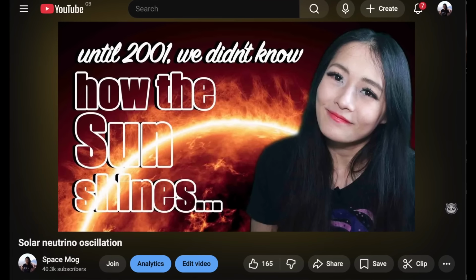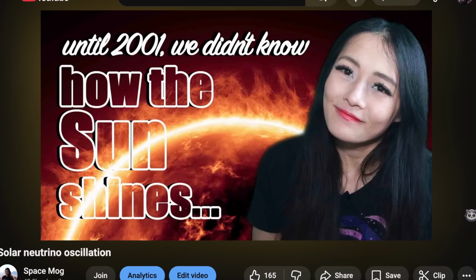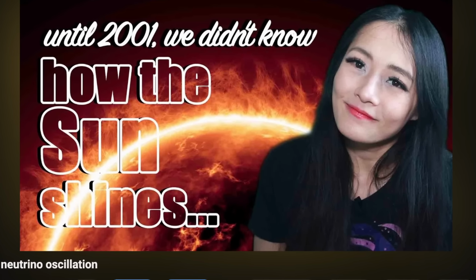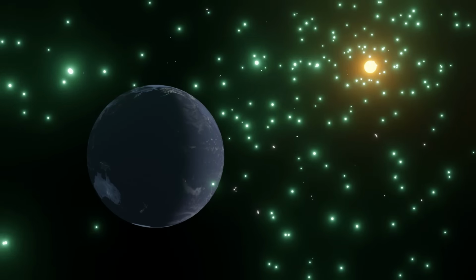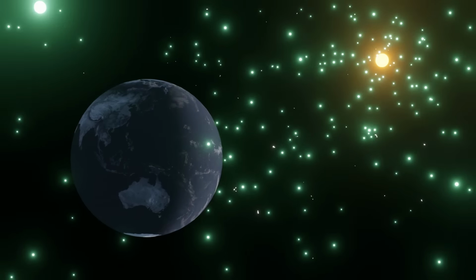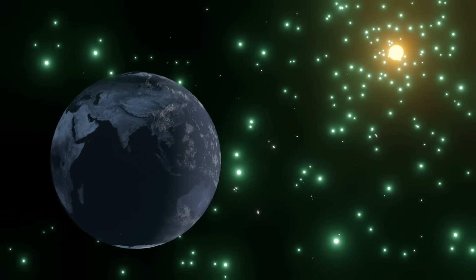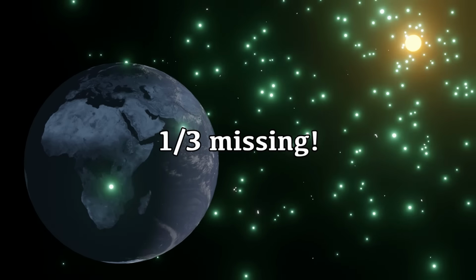If you saw one of my previous videos, I talked about solar neutrino oscillation, where in the 1960s, scientists made an experiment to count the number of electron neutrinos from the sun. But they found that there was much less than what they expected from theoretical models. 1/3 was missing. But in 2001, with a new experiment, this was solved.